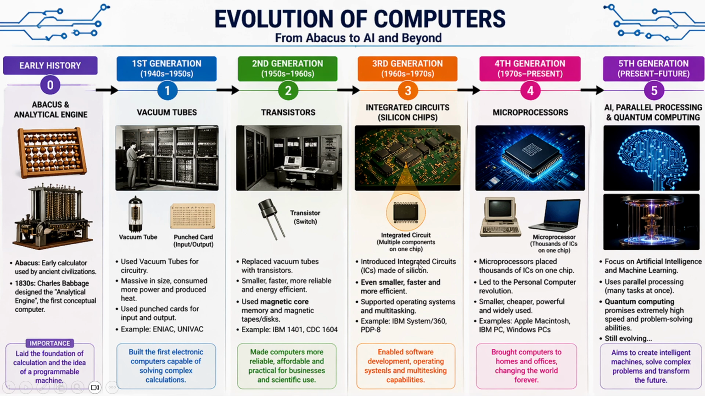Next came the third generation, 1960s to 70s, wherein integrated circuits, silicon chips, ICs, were used. They were even smaller, faster, and more efficient. These supported operating systems and multitasking. Multitasking basically means executing multiple tasks within the same time duration.